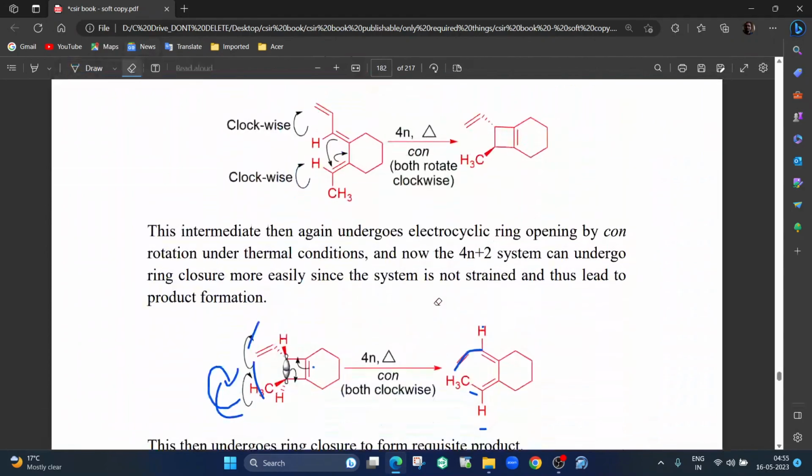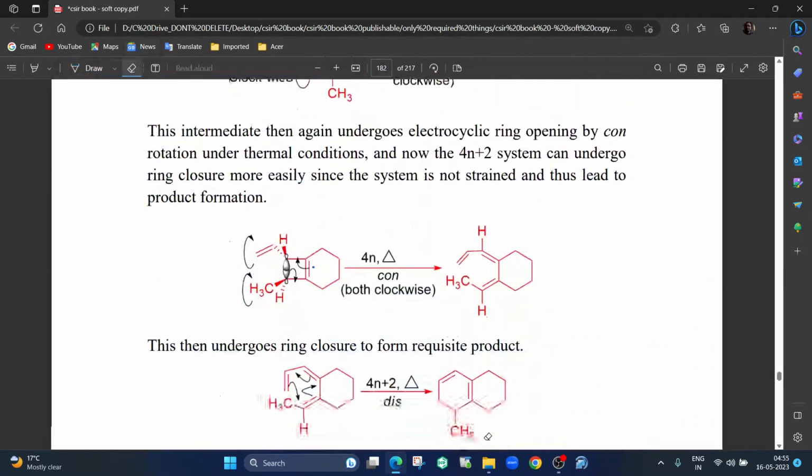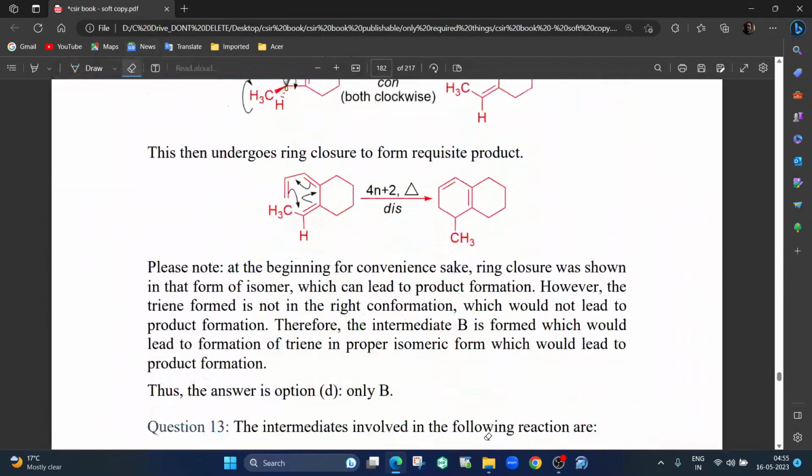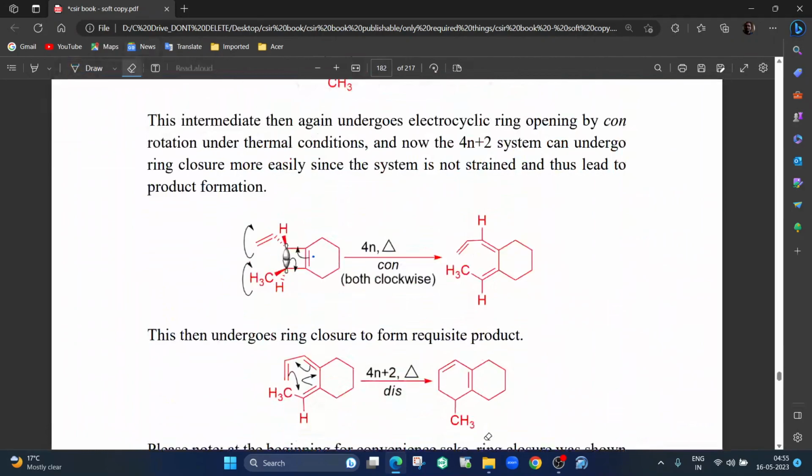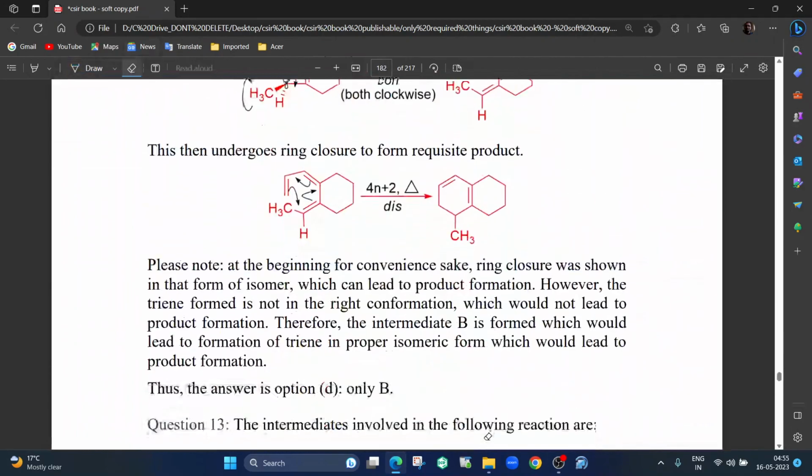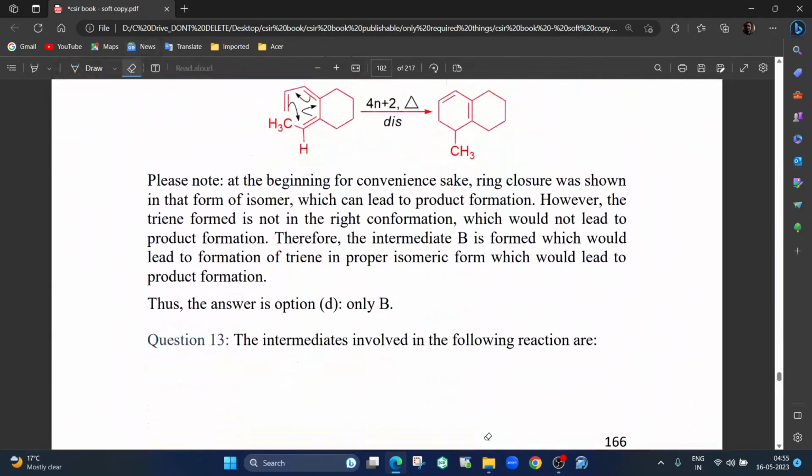So you can see here I have written, the system is not strained and thus leads to product formation. Right, so the answer was option number B. Moving on to the next question.